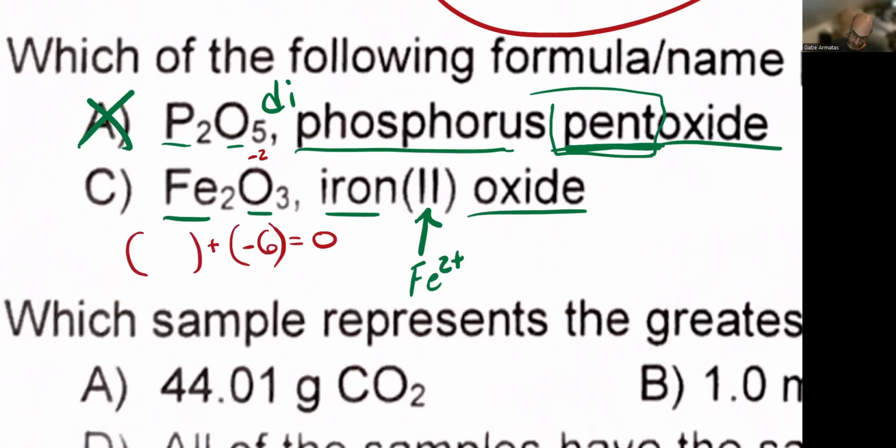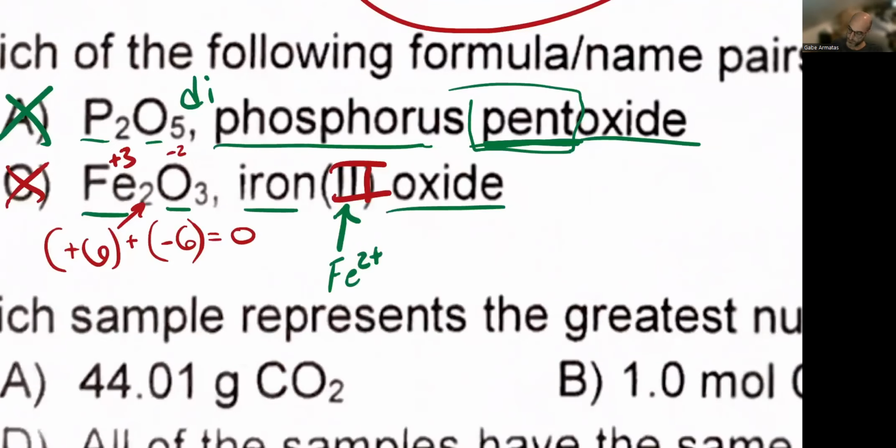So what has to go in here? I need a +6 total for all of the iron, but I have 2 irons. That means that each individual iron is +3. They have to split that +6 charge in order to make it. And also the 3 down there. So this should be iron 3 oxide. So this is incorrect as well. Moving on.